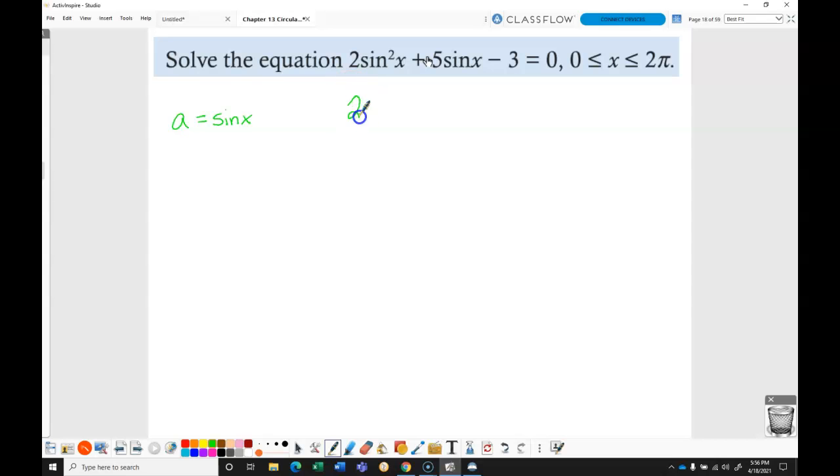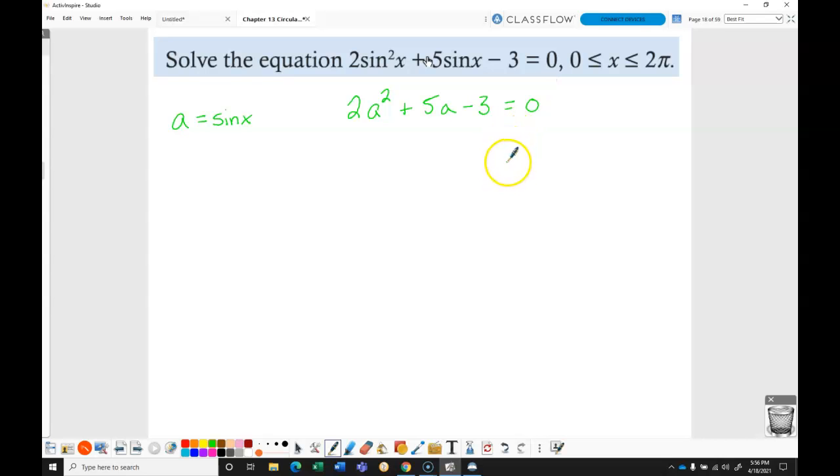So this becomes 2a squared plus 5a minus 3 equals 0. And all of a sudden, we're not in trigonometryville. We're in quadratic town. So right now we have a quadratic that in order to solve, we need to factor. Some people might not have seen that in that original line, and that's fine. But sometimes think about doing that replacement, that substitution, to make it a little bit more accessible for you.